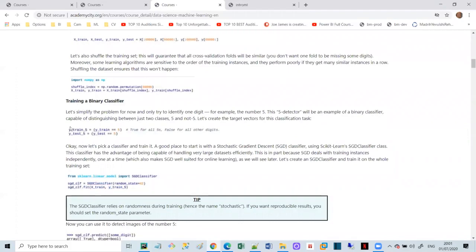So here we go. If you see this code, it's saying if y train is 5, what it really does, this returns true. So I'm making a new variable called y train 5. It is holding, if it is 5, it will put true. If it is not 5, it will put false. That's very easy. We do it also for the test data.